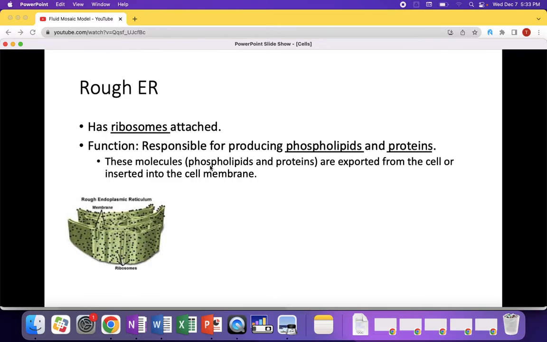The function is responsible for producing phospholipids and proteins, and those phospholipids are going to help with your cell membrane. The proteins are going to help with multiple different functions, and they're exported from the cell or inserted into the cell membrane. So if you think about phospholipid membrane, it makes sense.